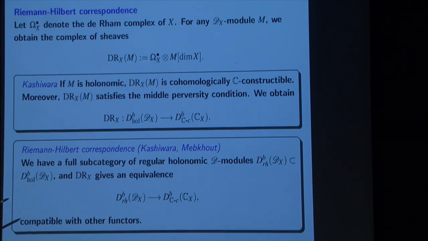Actually it's not so easy to define regularity precisely, but anyway, Kashiwara and Mebkhout introduced regularity conditions, and if we restrict the de Rham functor to the full subcategory of regular holonomic objects, then this functor gives an equivalence. And actually it is compatible with other functors, I mean pull back and push forward, and some other functors. So we don't have to distinguish regular holonomic complexes and C-constructible complexes, or we can identify regular holonomic D-modules and perverse sheaves.